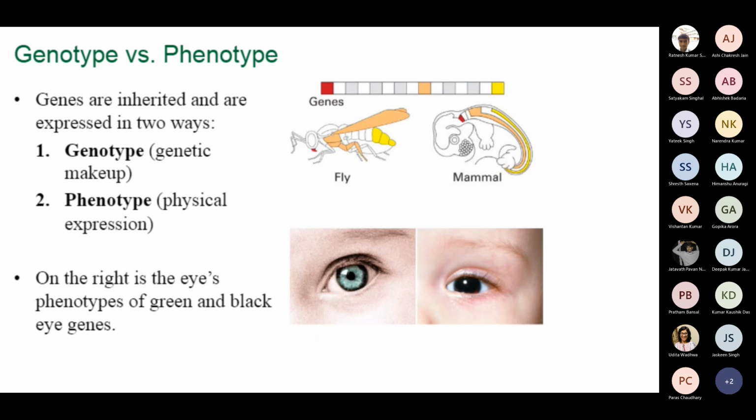So again, coming to the genotype and phenotype, genes are inherited and they are expressed in two ways. You can either have the genotype, that is the genetic makeup of an organism, or you can have the phenotype, which is a physical expression. In this case, the phenotype here is the color of the eye, right? And the genotype would be specific mutations that are making an organism have that phenotype.